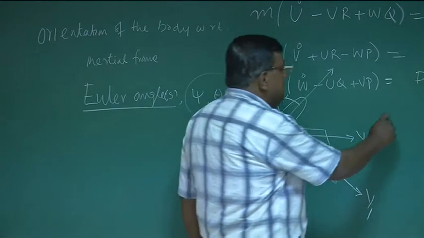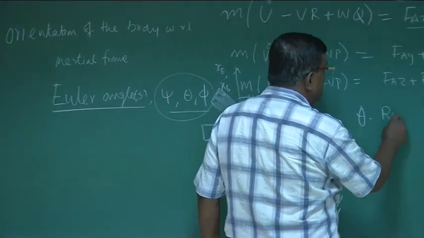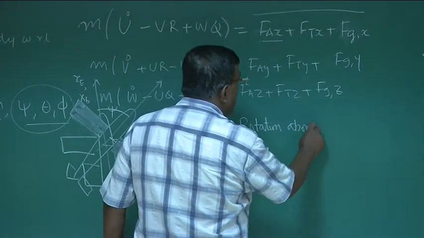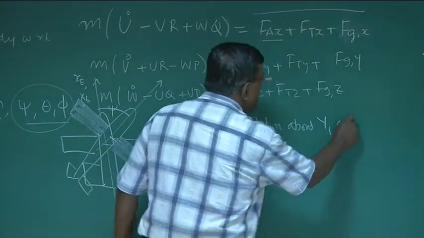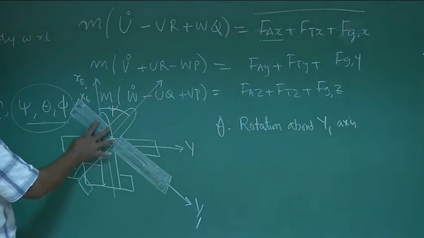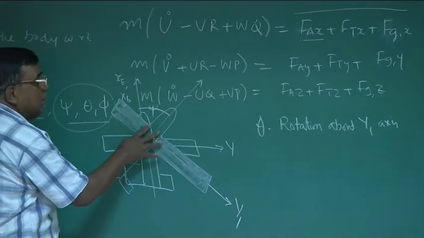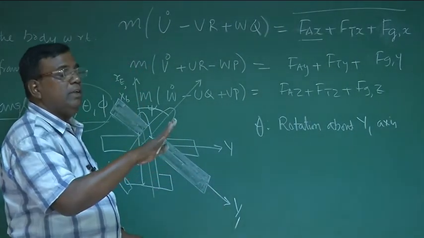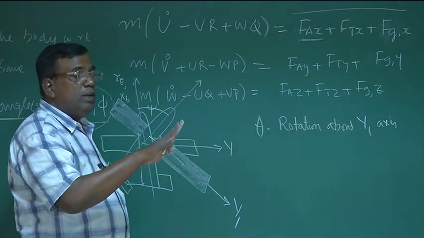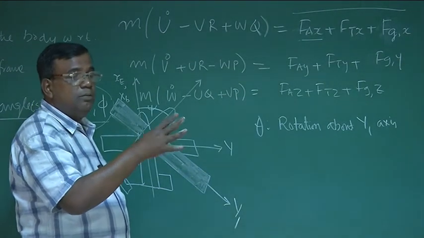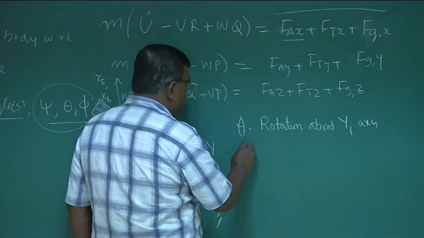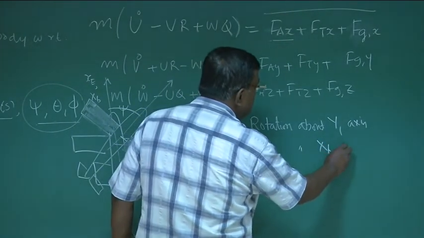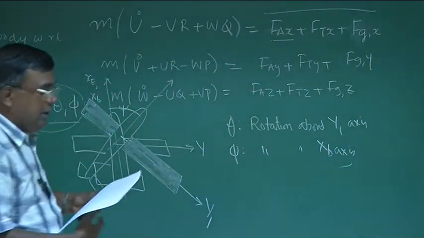Now what is theta? Theta is rotation about the y1 axis. Correct? So psi, then theta is rotation about the y1 axis. And once that y1 axis rotation is given, phi will be rotation about the x-axis, which is the body fixed x-axis. So phi will be rotation about the xb axis. Is this part clear? Let me demonstrate this.